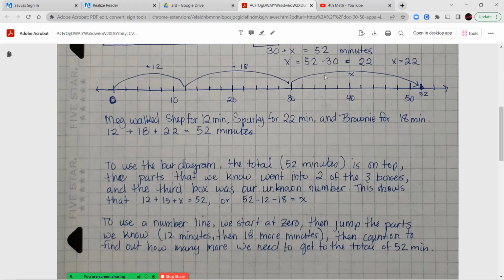To use a number line, we started at 0 and then jumped the parts that we knew and then counted on to find out how many more we needed to get our total of 52.